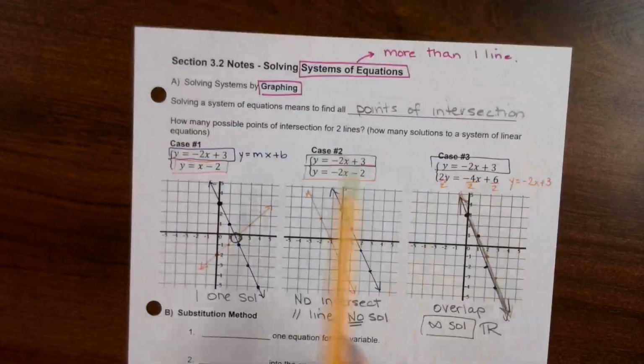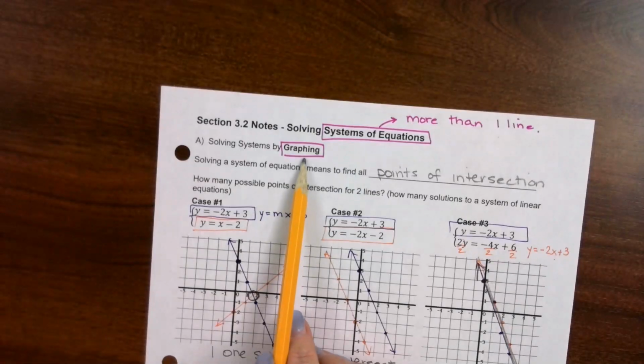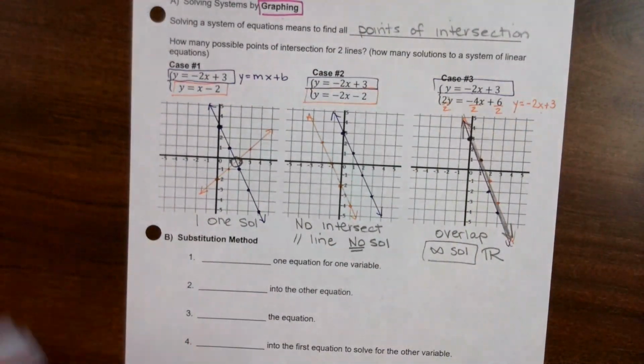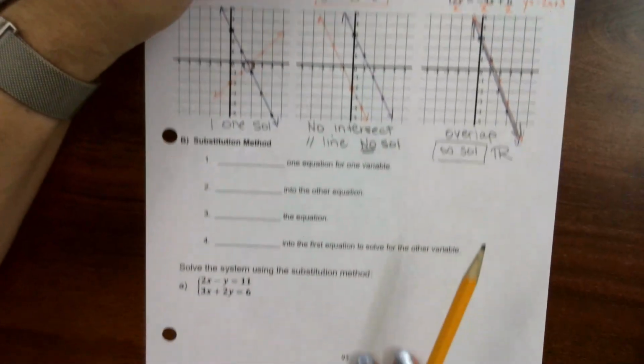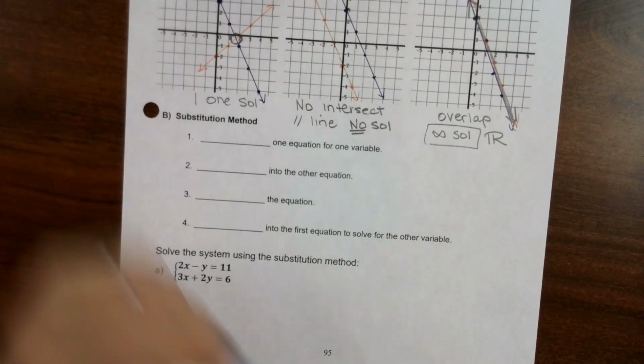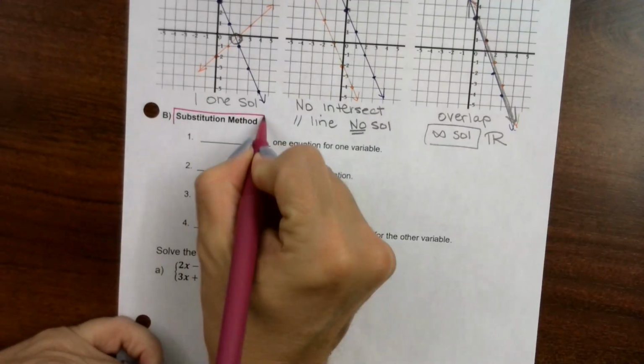Okay, so the first method for solving a system is graphing, but graphing only works when you have graph paper. If you don't have graph paper, the next way that we're going to solve this is with substitution.